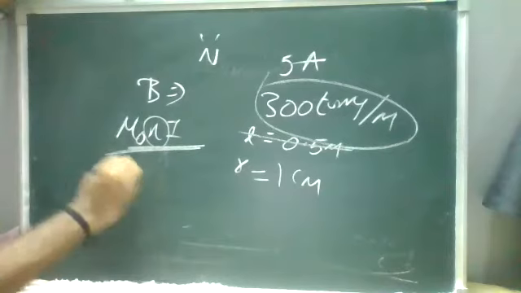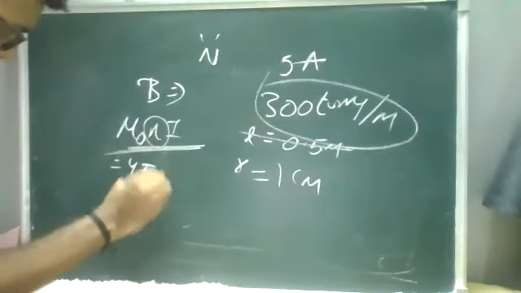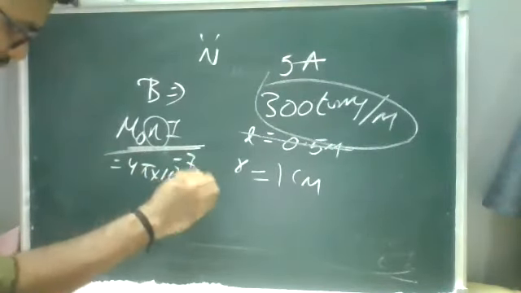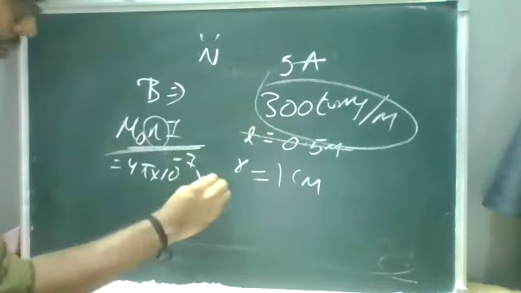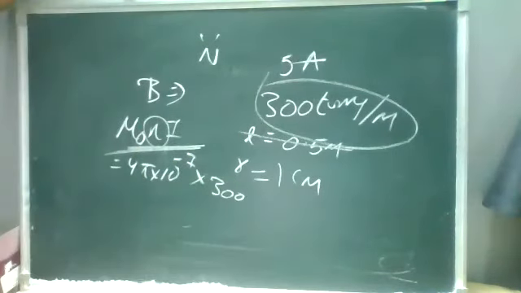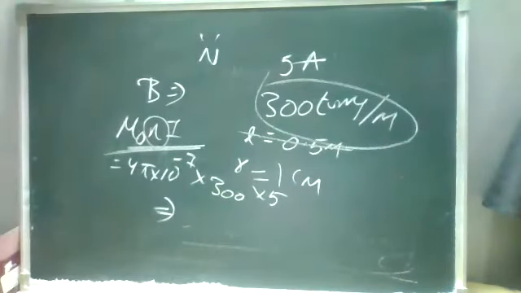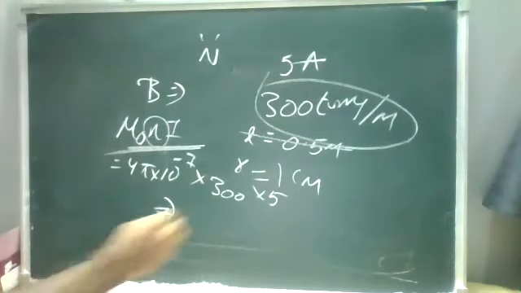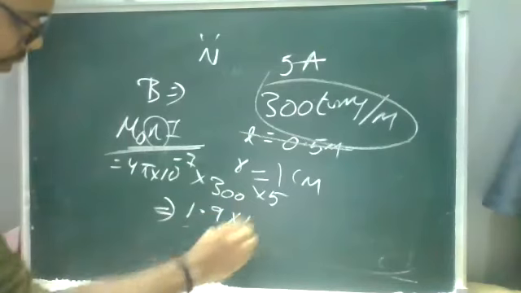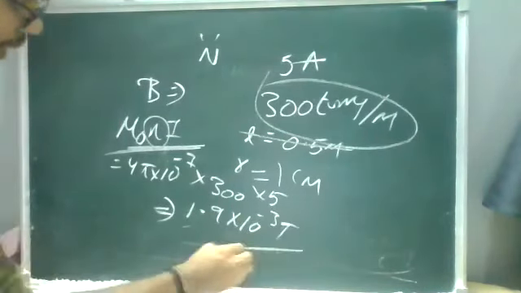Okay. So it is nothing but 4 pi into 10 power minus 7 into number of turns per unit length, which is 300, into the current, which is 5 amps. We'll directly multiply it. So the answer is 1.9 into 10 power minus 3 Tesla.